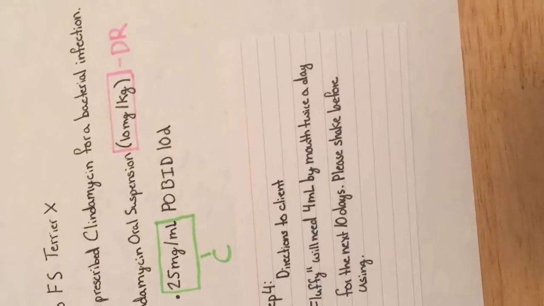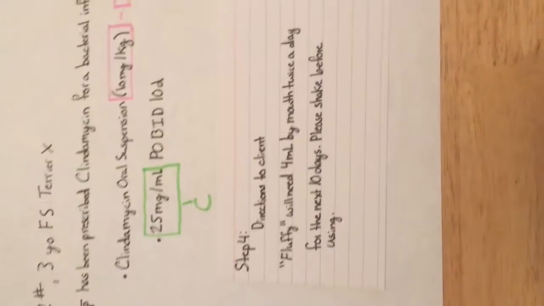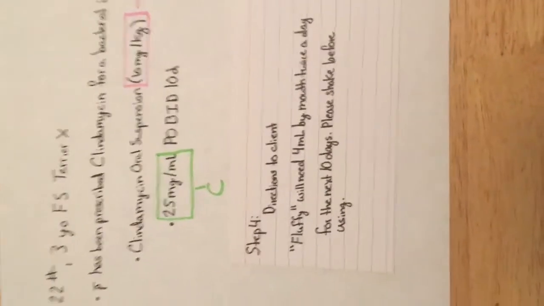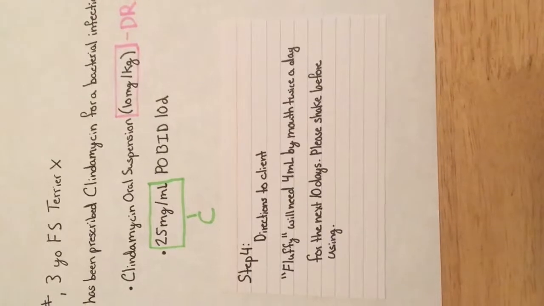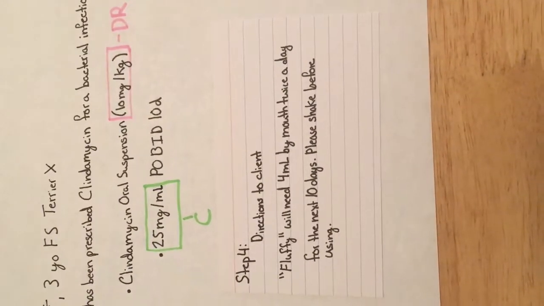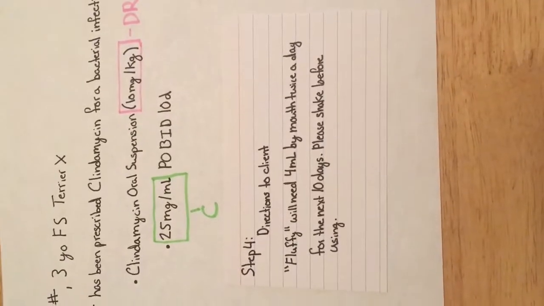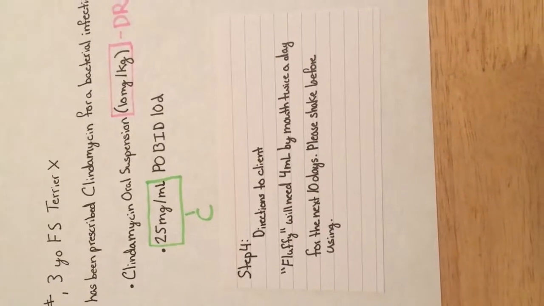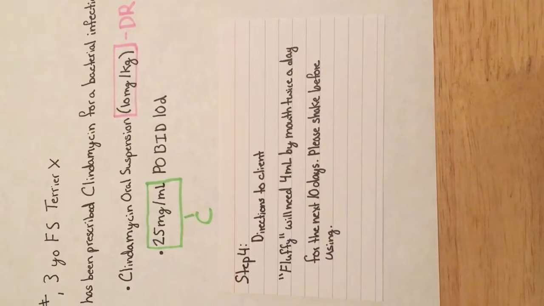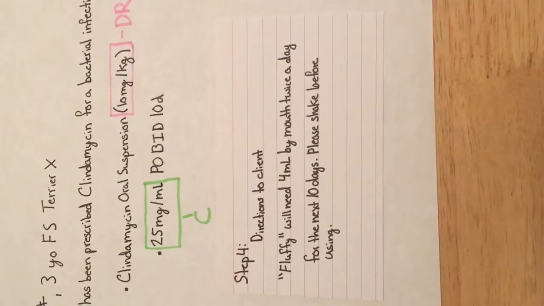The last step that we want to do is we want to set up the directions to the client to go home where they can understand it. So we'll say Fluffy will need 4 milliliters by mouth twice a day for the next 10 days. More than likely we'd send home a 6 milliliter syringe. Since this medication is a suspension, we want to let them know to please shake before using.